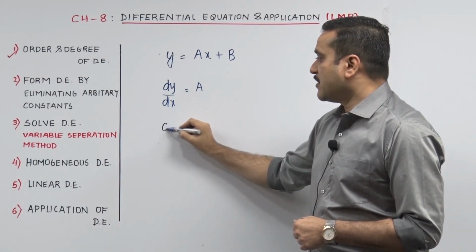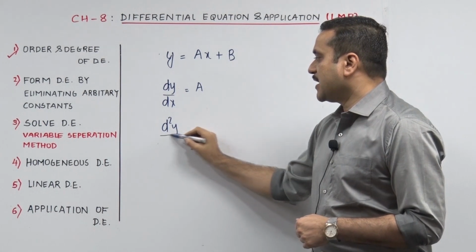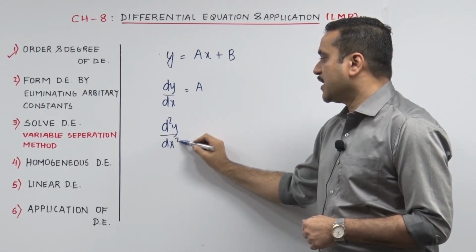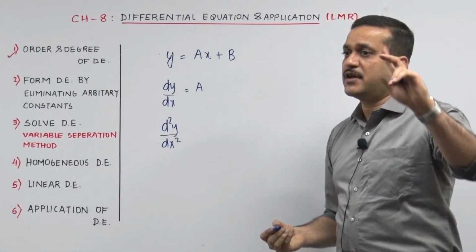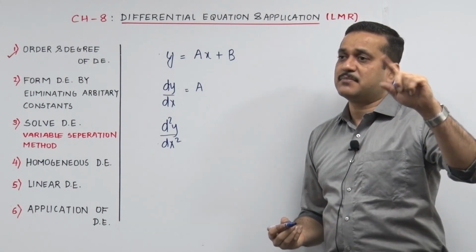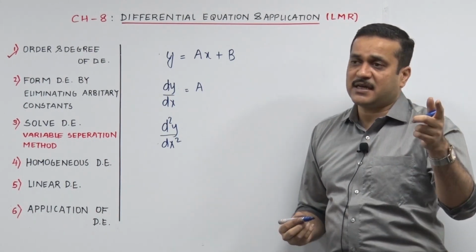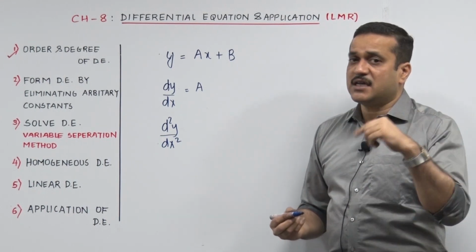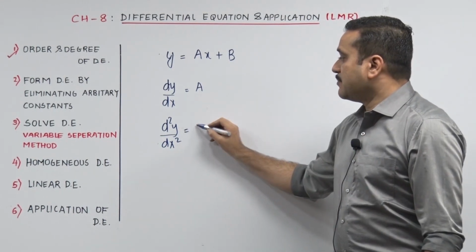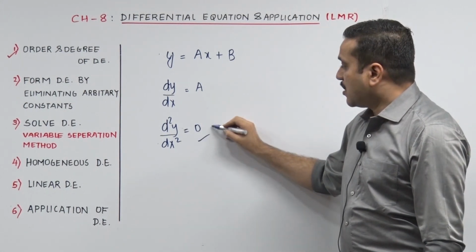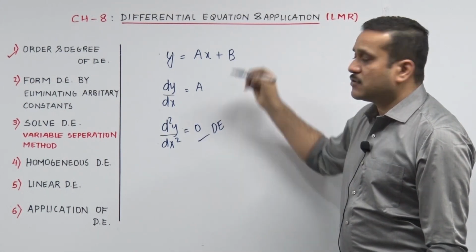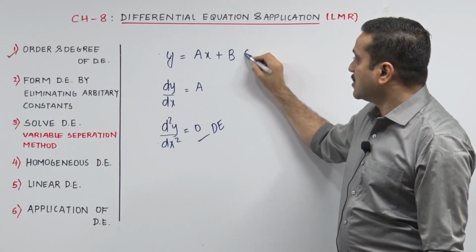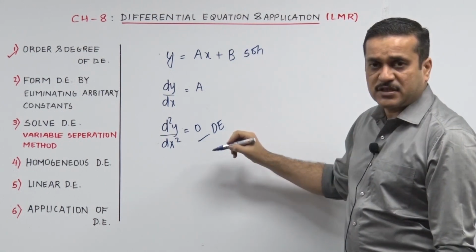Then you differentiate one more time, d square y by dx square. I hope your derivative notation is still in the right place. When you differentiate the second time, that means when you are differentiating dy by dx with respect to x, it becomes a second order derivative, d square y by dx square. That becomes 0. Now this is called the differential equation to the given equation. That's called the solution and that's called the differential equation.